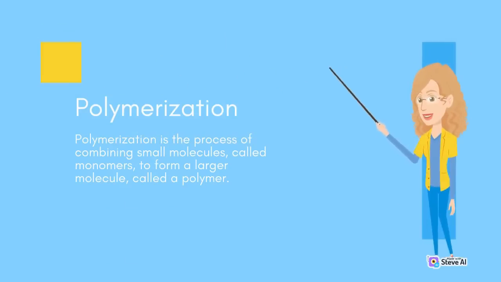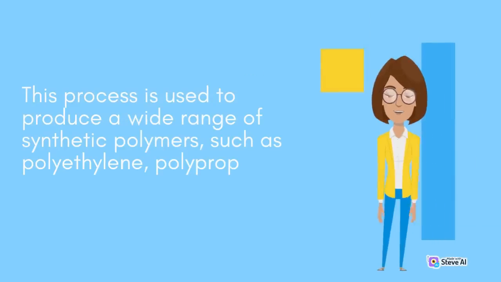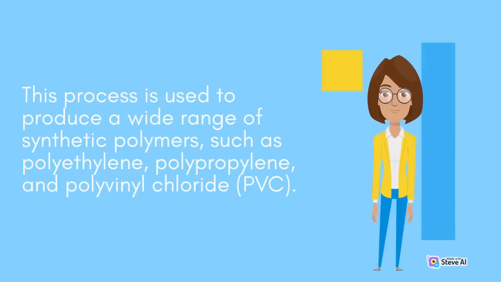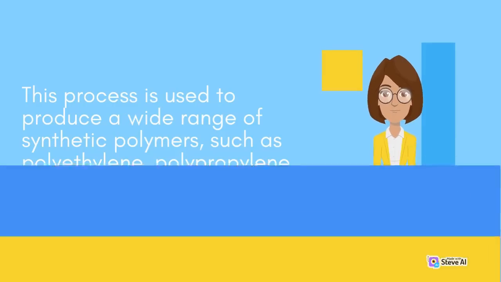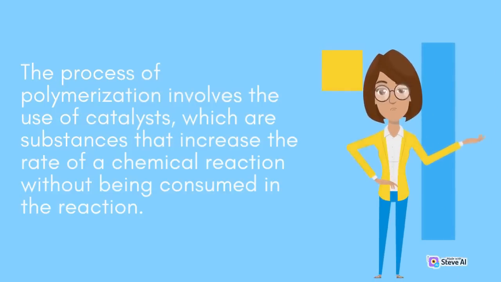Polymerization. Polymerization is the process of combining small molecules, called monomers, to form a larger molecule, called a polymer. This process is used to produce a wide range of synthetic polymers, such as polyethylene, polypropylene, and polyvinyl chloride, PVC. The process of polymerization involves the use of catalysts, which are substances that increase the rate of a chemical reaction without being consumed in the reaction.